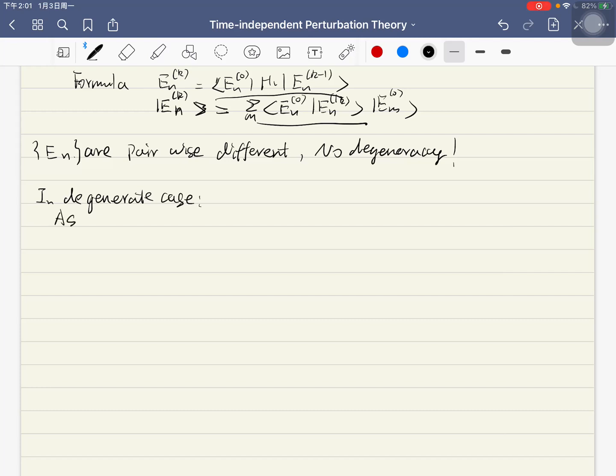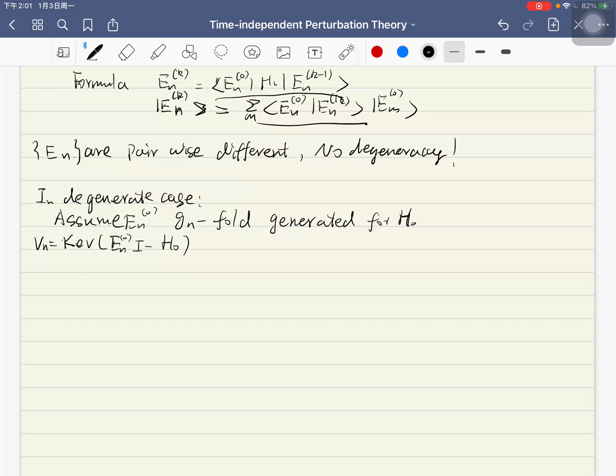we first of all assume En0 is Gn-fold degenerate for the zeroth order Hamiltonian H0, and if we restrict to its eigensubspace, which is Vn, its eigensubspace is Gn-dimensional.